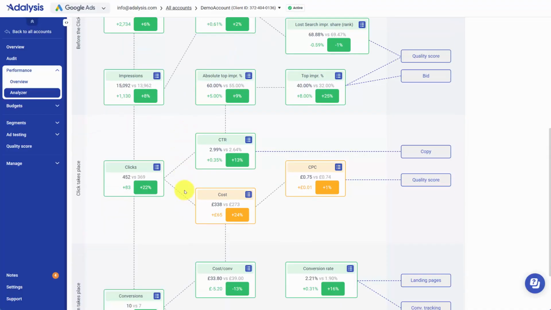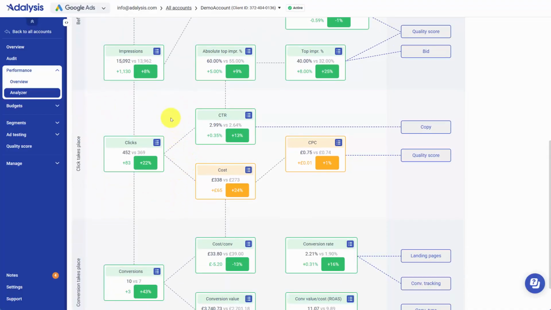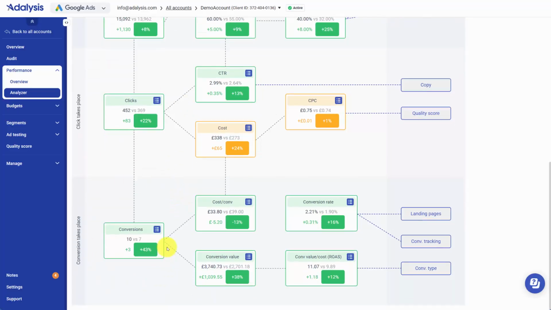Now, we have our impressions, which flows down into clicks, which, of course, is dependent on your click through rate. Now, usually, if something's in green, it's a positive change. If it's in orange, it's a negative change. So you can have a plus percentage, which is actually negative, because if cost goes up, it's often a negative association. Then we can see how clicks flows down into conversions.